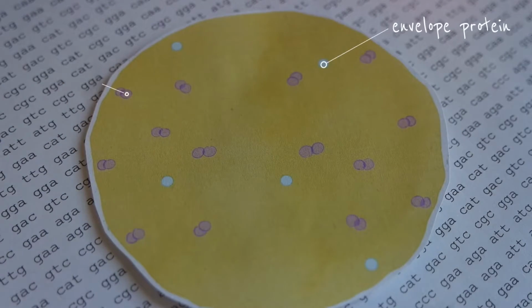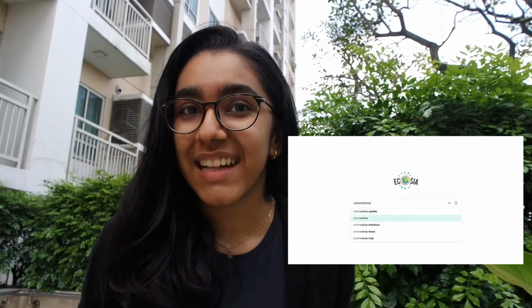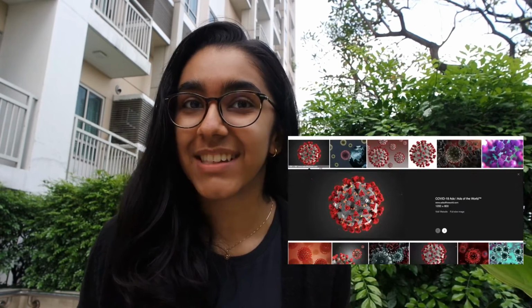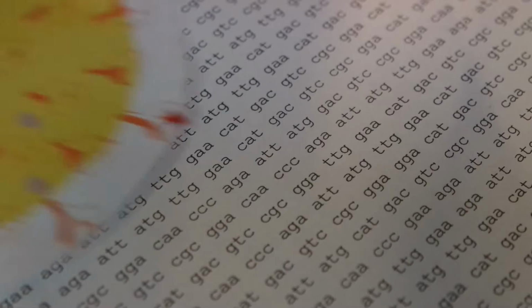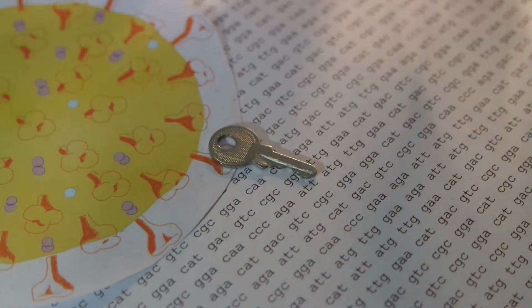This is the envelope protein and this is the membrane protein. In this video, we will only talk about this protein, the spike protein. It's the famous red spike on this viral image of SARS-CoV-2. Get it? Viral? Because the image went viral and it's a virus. A tiny part of this spike is a receptor binding domain, or RBD for short. You can think of it as a key to a lock.